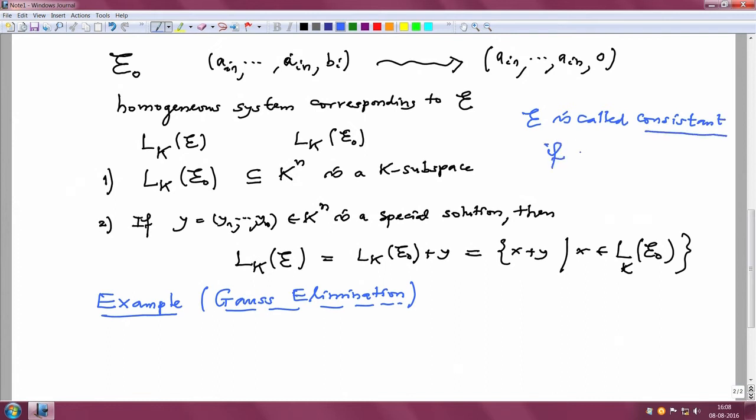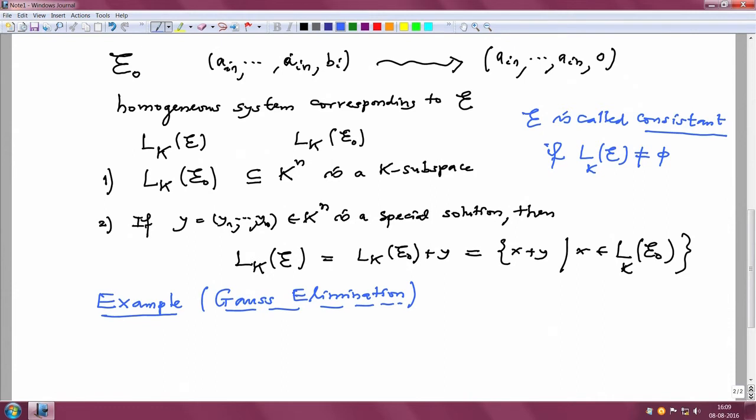if L of E is non-empty. That means all the equations have at least one common solution, then we will call the system to be consistent. Okay, so this process of elimination will tell both the things together, namely it will also decide whether the system is consistent or not, and in that case we will write down all the solutions by a method which is known as Gauss elimination. It is like eliminating the variables.